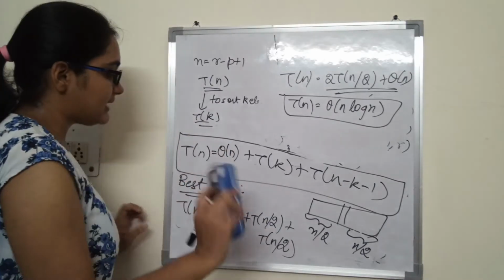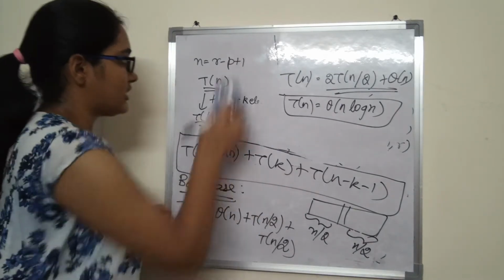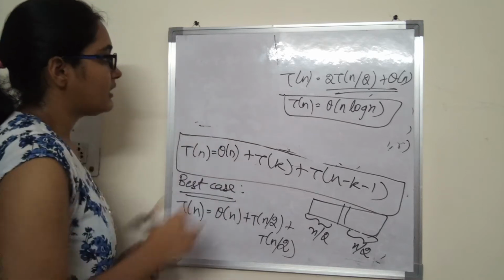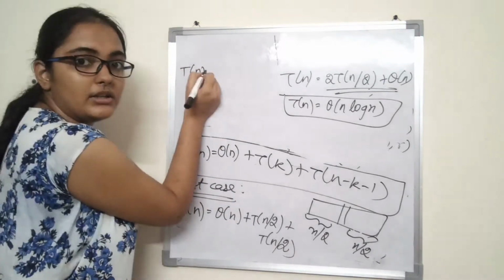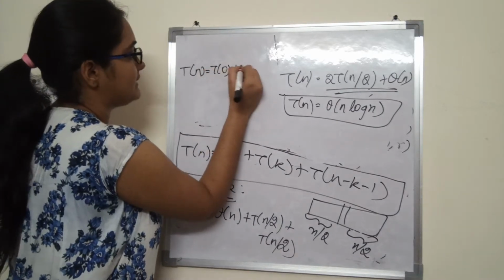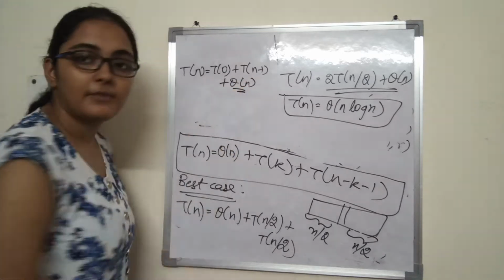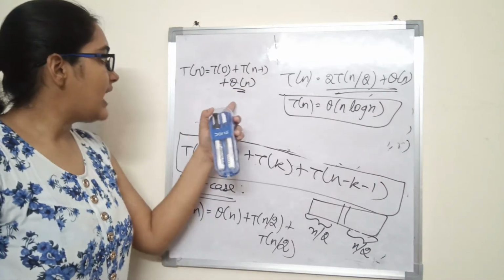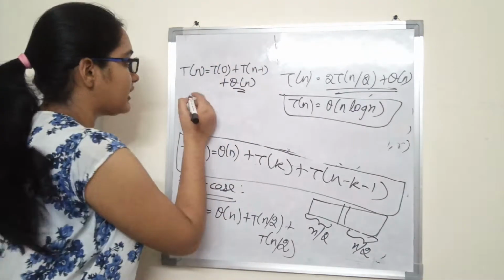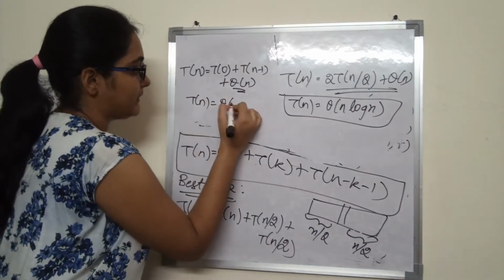So how does the recurrence relation look like? The recurrence relation looks like this. T of n is equal to T of 0 plus T of n minus 1 plus theta of n. What is theta of n? Time taken by the partition function. Now if you solve it, what will it turn out to be? It will turn out to be theta of n square.